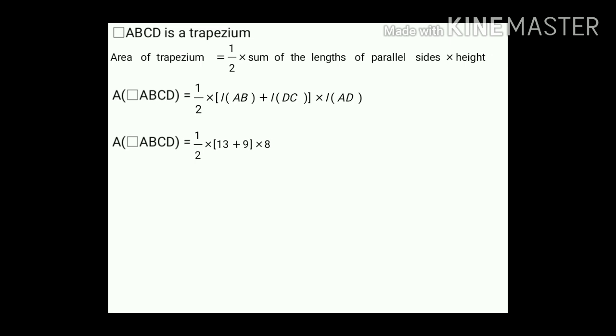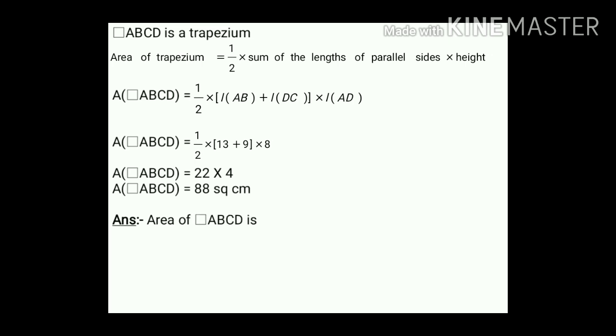First of all, 13 plus 9. What do we get, children? 22. And 2 ones are 2, 2 fours are 8, we can cancel 8. So we get, children, area of quadrilateral ABCD equals 22 into 8. Area of quadrilateral ABCD equals 88 square centimeter. Now the final statement, children: area of quadrilateral ABCD is 88 square centimeter.